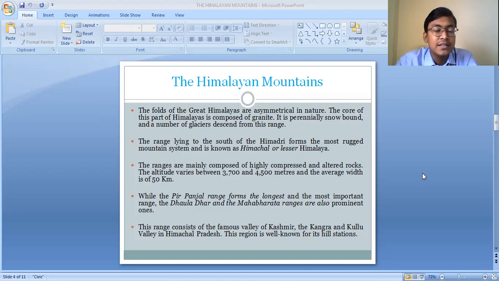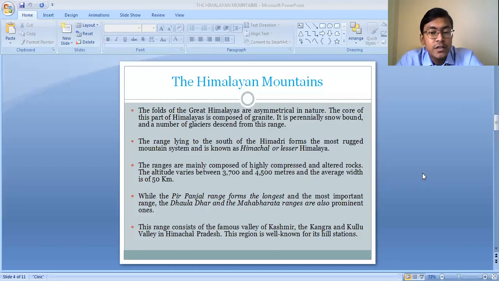In this part of the Himalayas, the height ranges between 3,700 meters to 4,500 meters. That means the height is not so high like the Greater Himalayas. But the average width of this part of the Himachal or Lesser Himalaya is 50 kilometers. The most important characteristic of this part is that some of the famous valleys can be found here, and even some of the famous hill stations are located in this region.